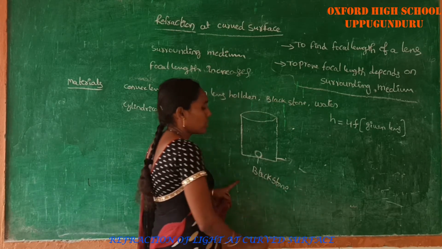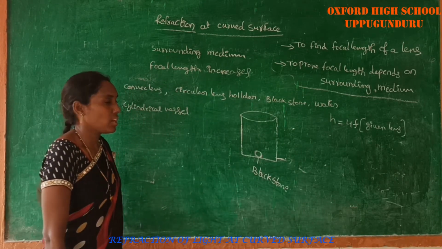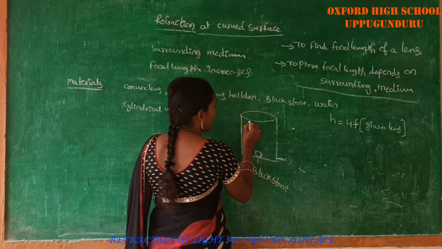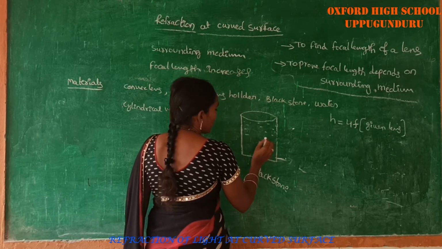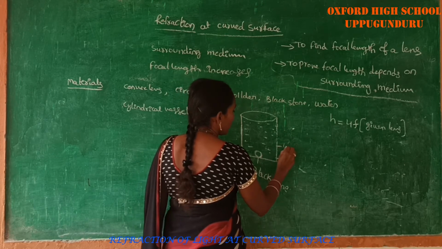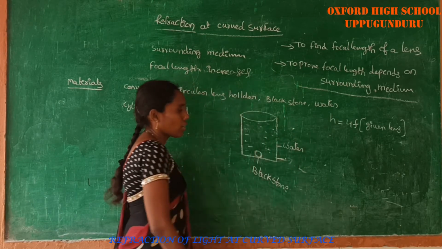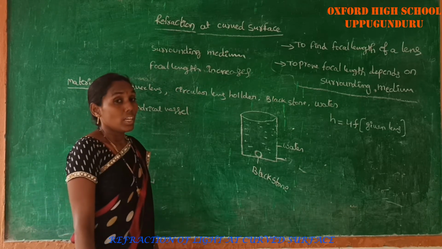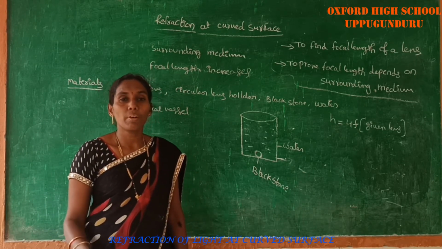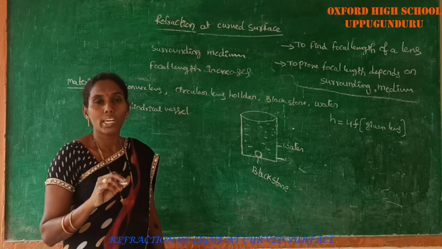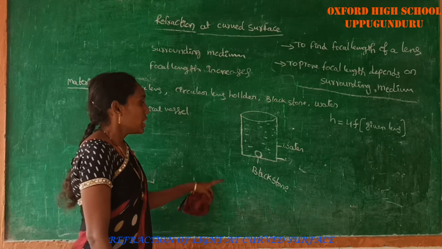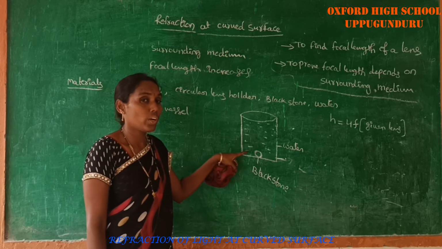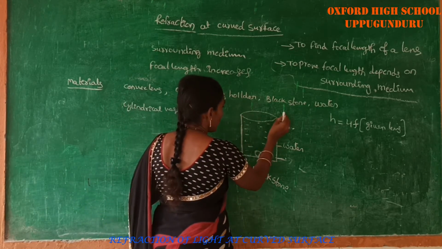The black stone is placed at the bottom of the vessel, and this transparent vessel is filled with water up to the height of the vessel. And next, dip a lens horizontally by using a circular lens holder. Here is the circular lens holder.